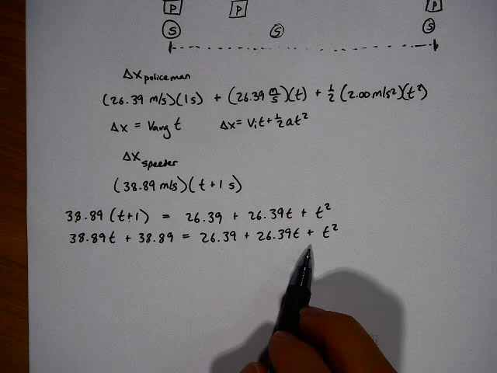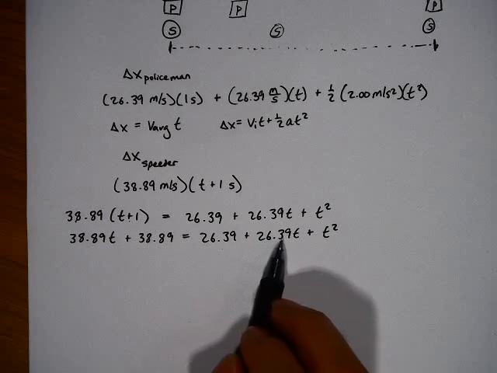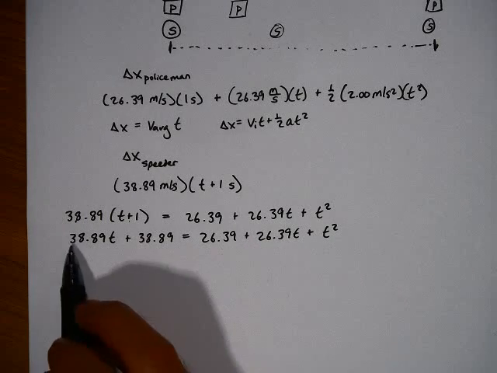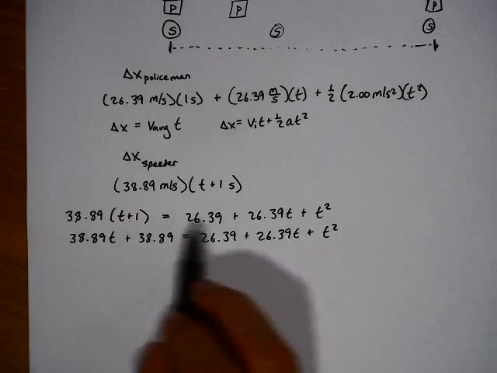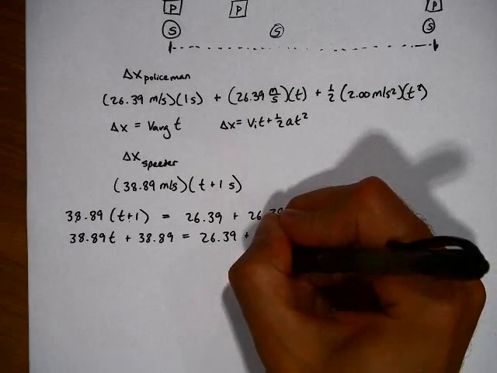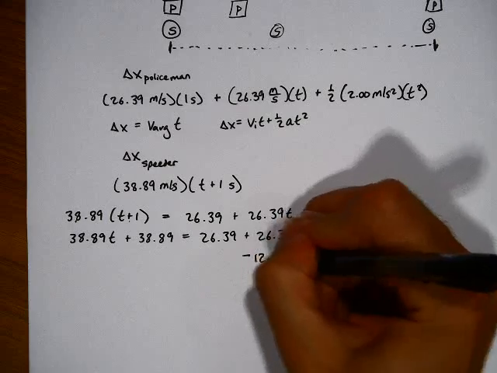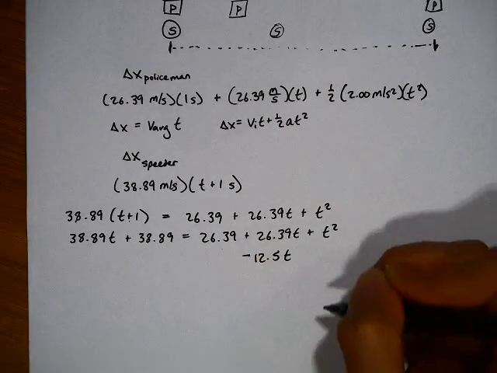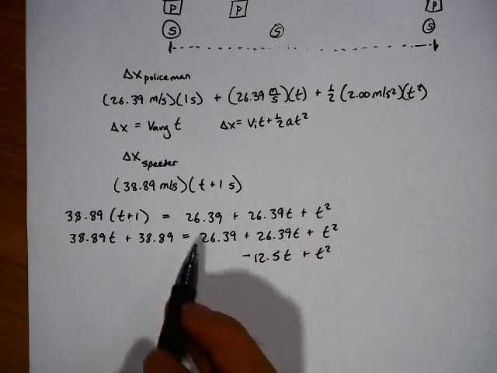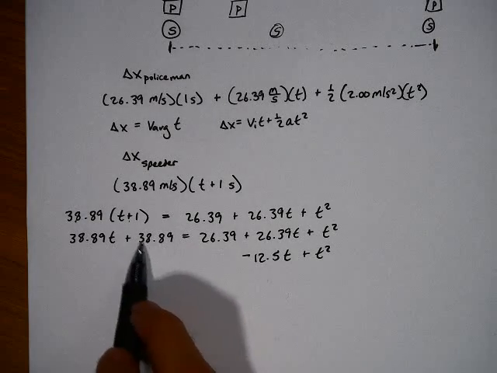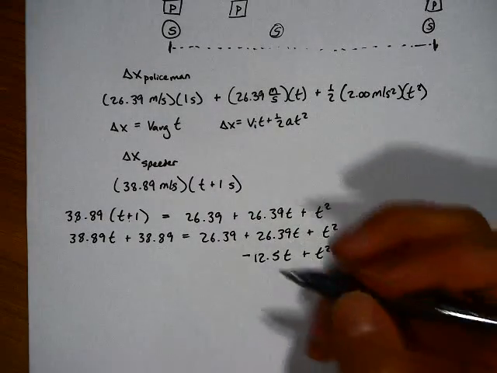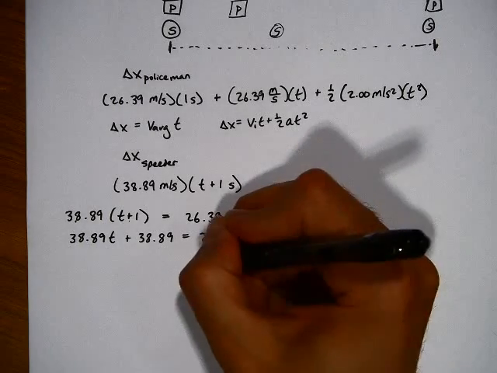We can now simplify this equation. If I move everything over to the right side, we have a 26.39t. I'm going to subtract 38.89t from both sides, and this becomes a negative 12.5t. I have a 26.39, I subtract 38.89, and I get a negative 12.5.